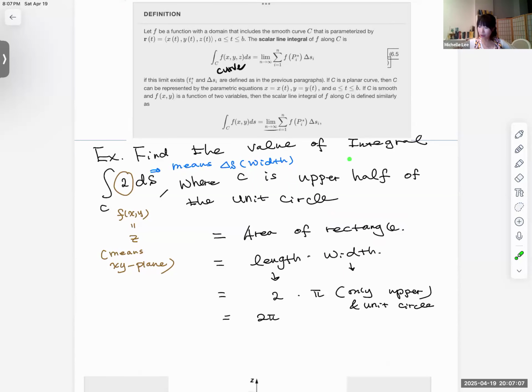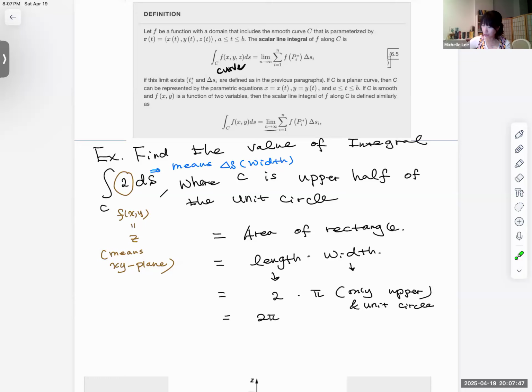Let's do this one. Find the value of the integral over the curve C of this function. We have a function f of x, y, which means the height, z. So we have z, that means the xy plane. They said the curve C is the upper half of the unit circle.